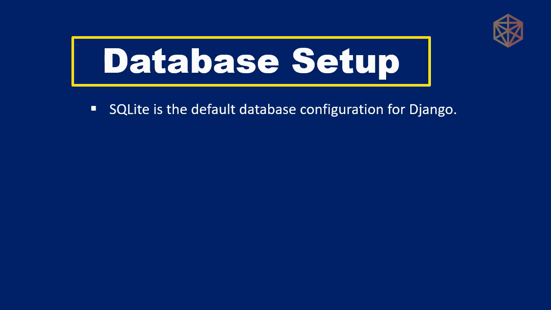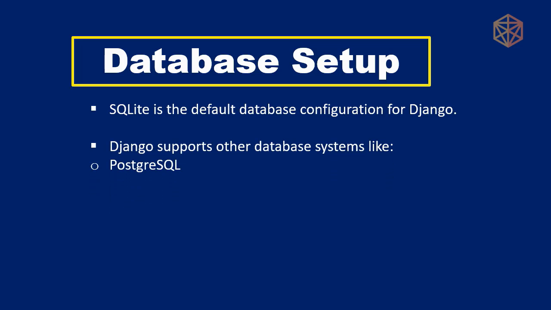However, Django does also support other database systems such as PostgreSQL, which is very scalable. It also supports Oracle and also MySQL. These databases are larger than SQLite, and they are more robust and scalable. If you decide you want to use any of these databases, say for example PostgreSQL, you have to install the backend on your computer first. So you must have Postgres installed.